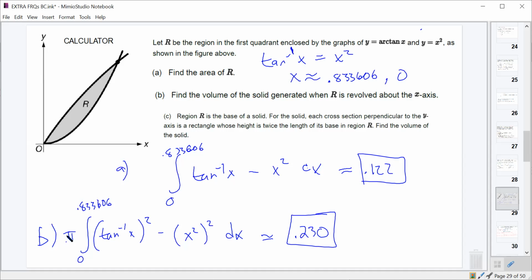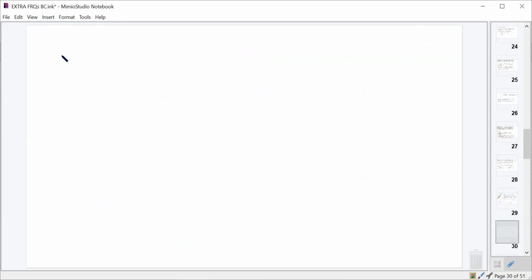Okay. Then for part C, we've now got region R, which is the base of a solid. The cross section is perpendicular to the y-axis. That's important for us to note. It is a rectangle with its height twice the length in the base. So there's the length, this is 2L. So in order to figure out what our area is, we're going to have to do 2L times L. So our area is going to be 2L squared.